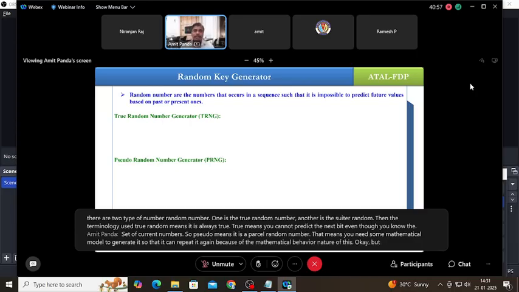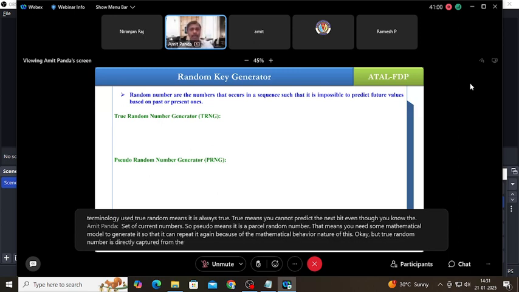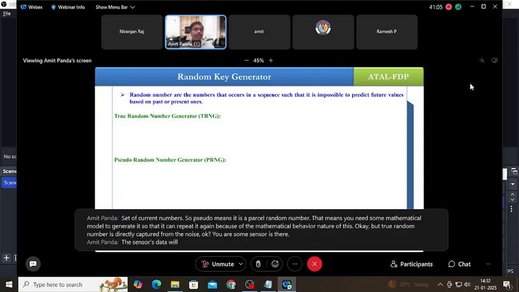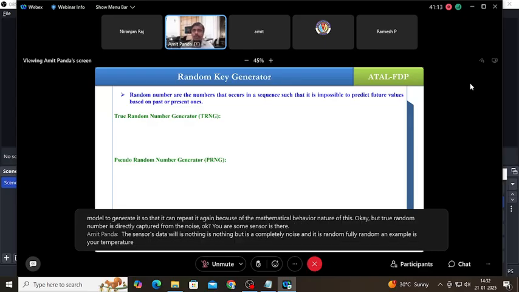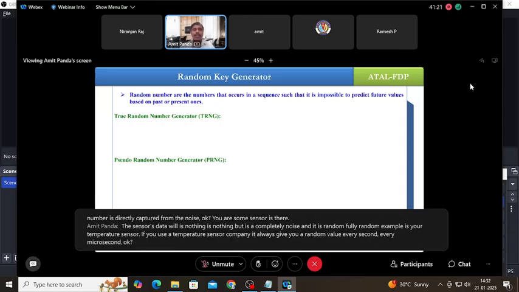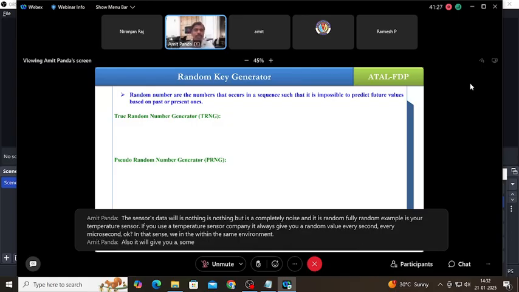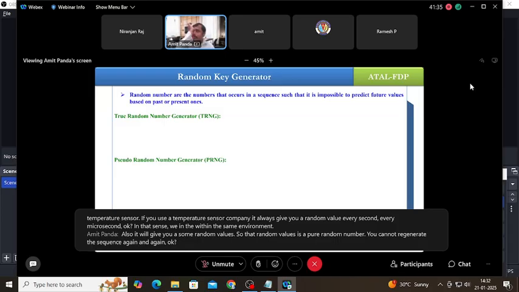But a true random number is directly captured from noise. Some sensor is there, and the sensor's data is nothing but noise, and it is fully random. An example is a temperature sensor. If you use a temperature sensor, it always gives you a random value every second, every microsecond. Even within the same environmental conditions, it will give you random values. So those random values are a pure random number. You cannot regenerate the sequence again and again.